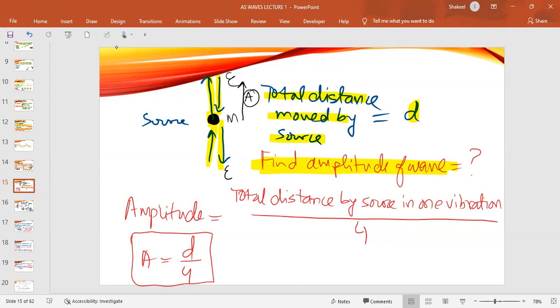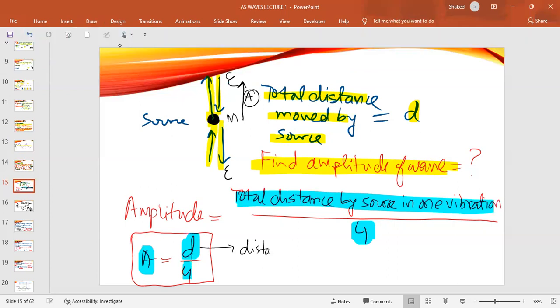So amplitude is only the distance from mean to extreme. If the whole distance of oscillation is given, you divide that total distance by 4. So amplitude is the total distance moved by a source or a particle in one oscillation divided by 4. This distance is the distance moved in one complete oscillation. Okay, so that is another way to find the amplitude.